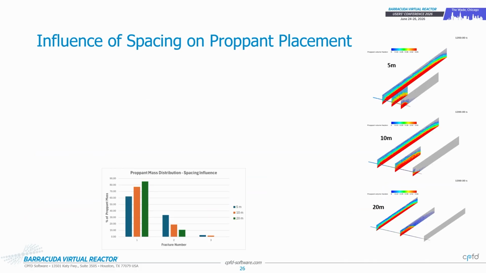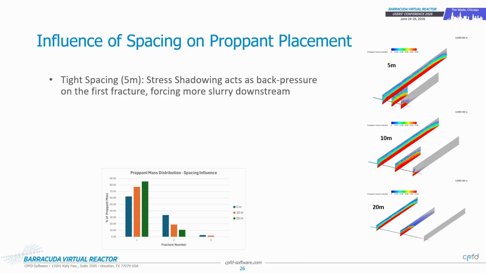Can we quantify this a little further? We can try to do that here. What I'm showing here is the total mass of proppant, plotted as a percentage, that goes into your first, second, and third fractures. Blue is 5 meters, orange is 10 meters, and 20 meters is green. As you can see, as I change my spacing, as you were visually seeing, in the 5-meter spacing case the first and second fractures were getting a decent amount, but as you increase the spacing, most of the proppant mass is going into your first fracture. And why is that happening?